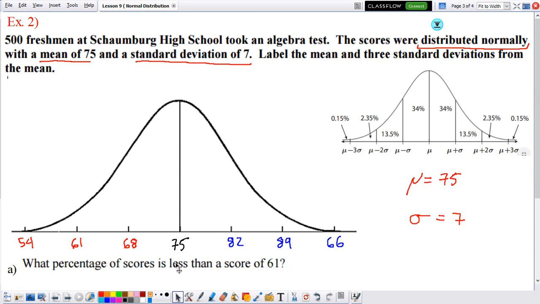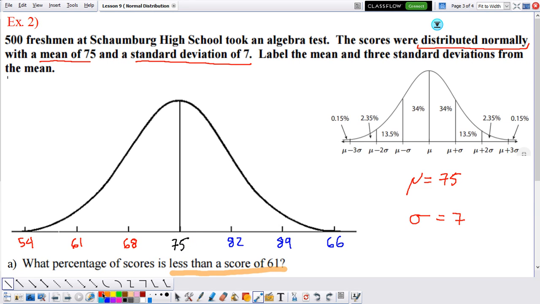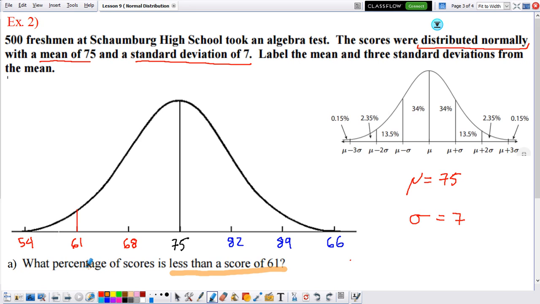Excellent. So now we can answer the following question. It says, what percentage of scores is less than a score of 61? So in this case, we want the percentage of scores which are less than 61. Notice that here we have the value of 61. So let's do our line here. So this is what we want. If we want the percentage of scores less than 61, then we want to know what is the percentage on the left side from 61, because left is less. So how can we figure that out?